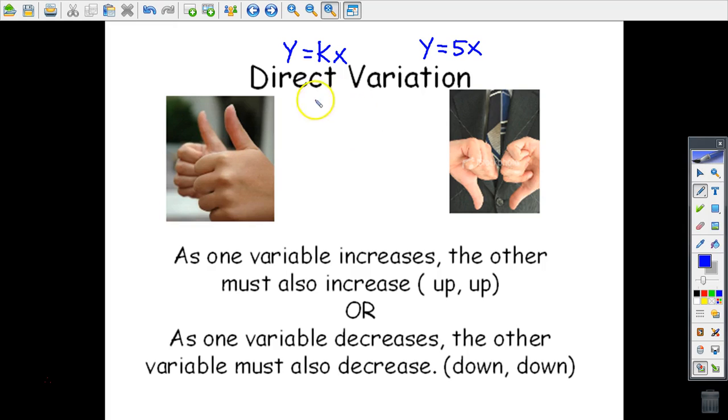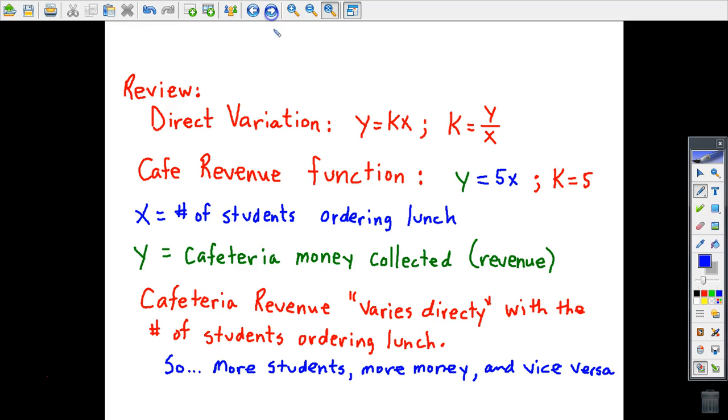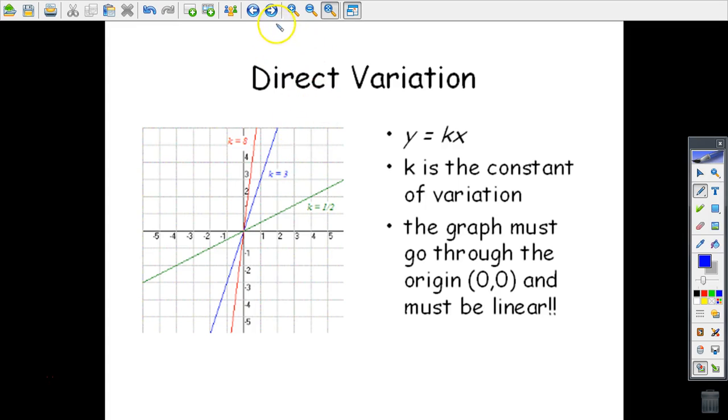Okay, well, that's direct variation. So let's do a little compare and contrast with inverse. We'll get to inverse in just a second. I do have one more slide. Remember the direct variation graph, which you're not going to have to do today. I just wanted to give you a little comparison. Direct variation, here's the equation again. It's really just a line.